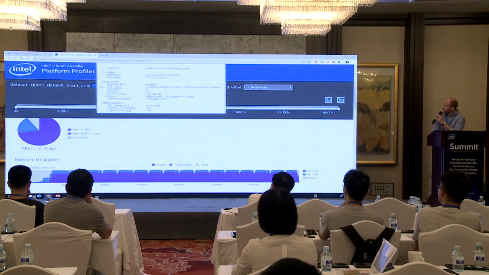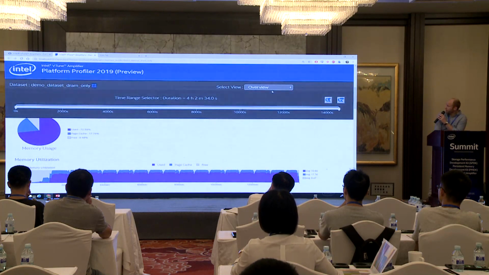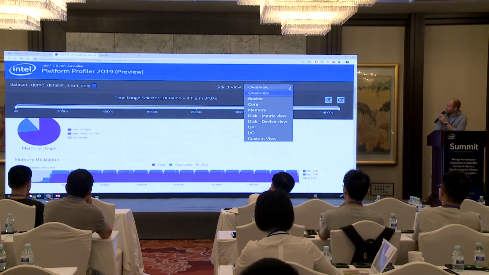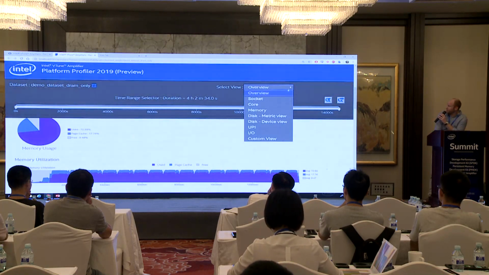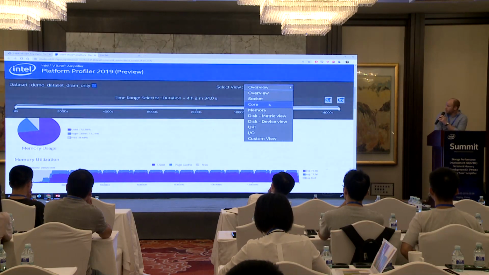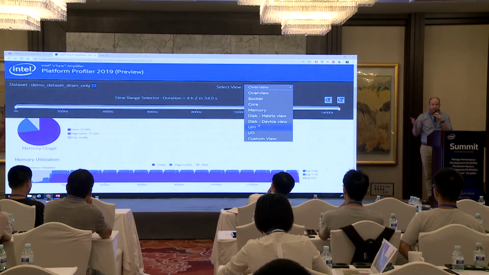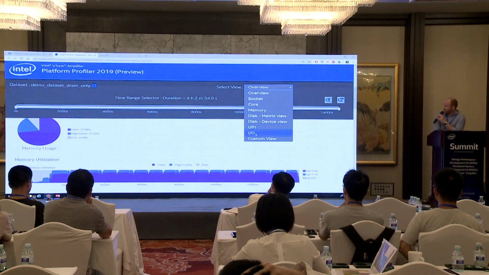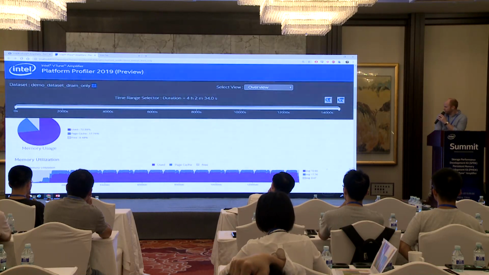The default view that you'll get is called the overview, and you can change that. You can drill down to a socket view or a core view if you want to go very low level. You can look at metrics just related to memory or disk, UPI if you're concerned with communication between the sockets, I/O for more disk metrics, and you can also customize the views. Here we're looking at a workload that was obviously very hungry for memory.